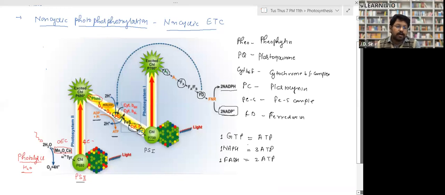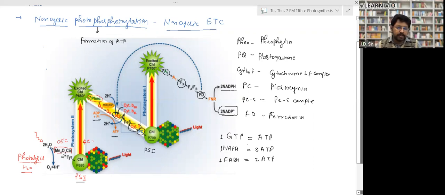These electrons are received by a cytochrome called pheophytin. From pheophytin, they are received by plastoquinone. From plastoquinone, they are received by cytochrome b6f complex. Whenever the electron passes through cytochrome b6f complex, formation of ATP takes place from ADP. This is called photophosphorylation. That is, photophosphorylation means formation of ATP.